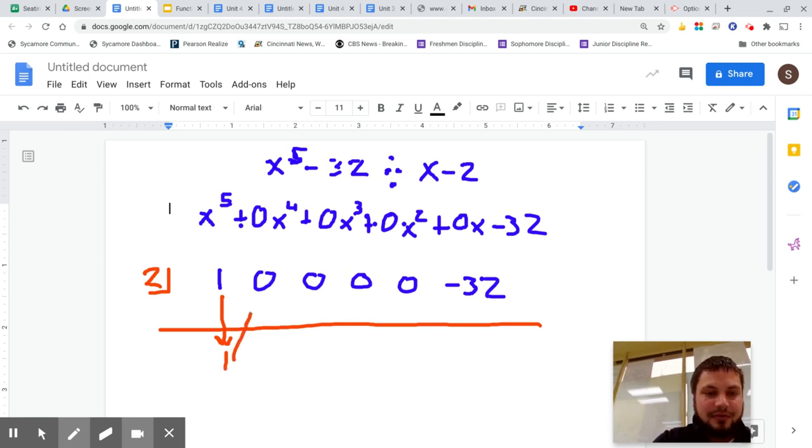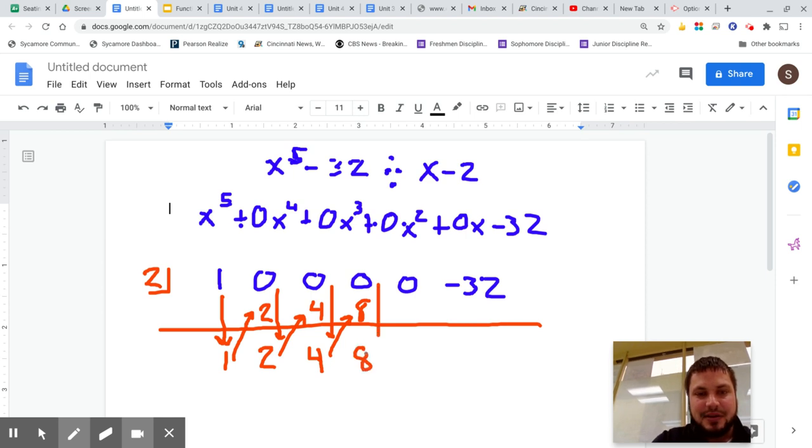Every time I go up, I multiply. 2 times 1 is 2. Now I add. 0 plus 2 is 2. 2 times 2 is 4. Now I add. 0 plus 4 is 4. 2 times 4 is 8. Now I add. 0 plus 8 is 8. 2 times 8 is 16. Now I add. 0 plus 16 is 16. 2 times 16 is 32. Now I add and I get 0.